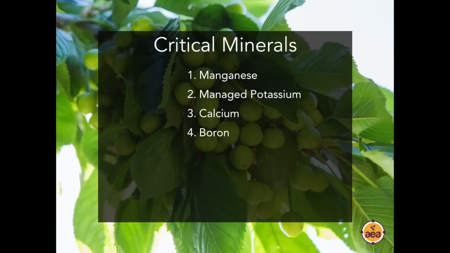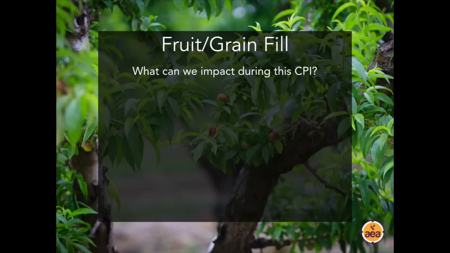Then we go to the fourth critical point of influence, which is fruit fill and the fruit fill period. Now, interestingly enough, fruit fill is actually a vegetative stage rather than a reproductive stage because the fruit is expanding and growing in size. So this is following the cell division period. We now switch from cell division to cell expansion.